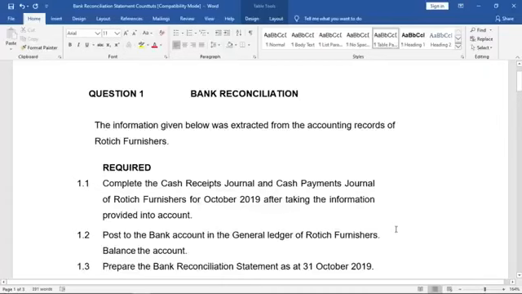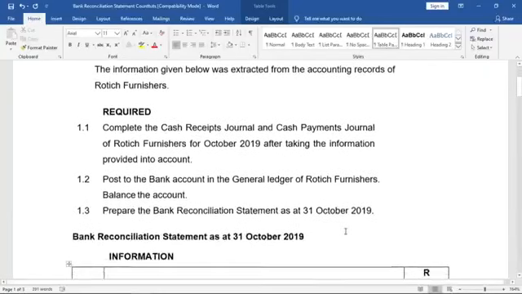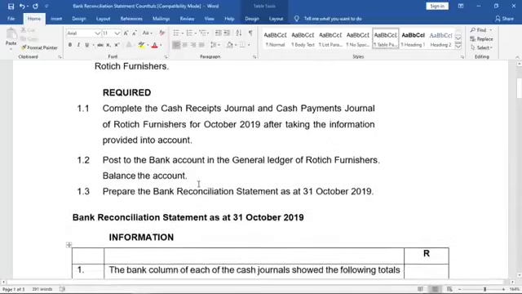So here we have the question for the bank reconciliation. What it requires us to do is to complete the cash receipts journal and cash payments journal for Rotich Furnishers for October 2019 after taking the information provided into account. We are also asked to post to the bank account in the general ledger of Rotich Furnishers and to balance the account and to prepare the bank reconciliation statement as at the 1st of October 2019.